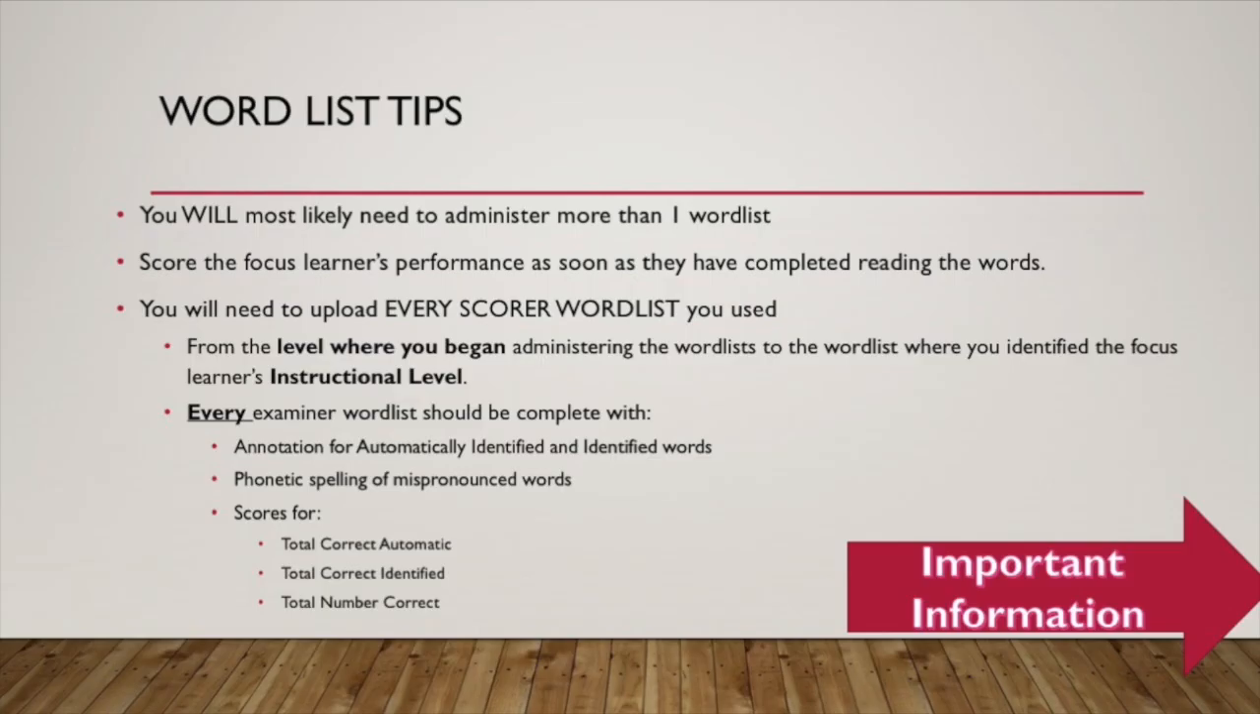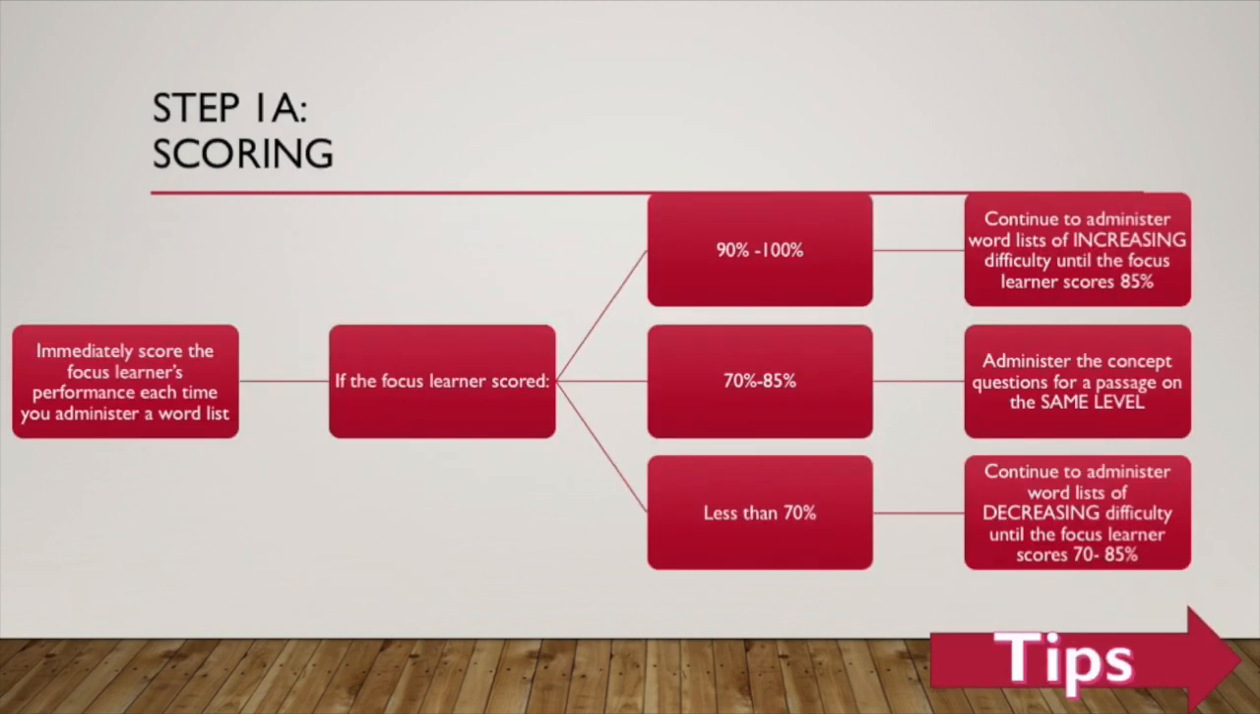The flow chart shows you what to do depending on the score. You need to grade each word list immediately so that you know what your next step is. If your focus learner is scoring above a 90%, you need to keep going harder. So if you're on a level 4 and they score 95%, you need to go up to the level 5 word list.